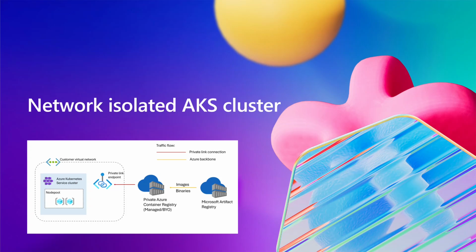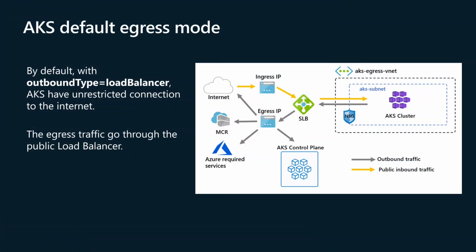You will learn about network isolated AKS cluster, the feature that allows you to isolate your cluster in terms of networking so that your cluster will be disconnected or offline. By default, when we create an AKS cluster, the default outbound type will be of type load balancer. This means that the egress traffic coming out from your cluster will traverse through the load balancer through a specific IP address. This means that your cluster has unrestricted access and connection to the internet.